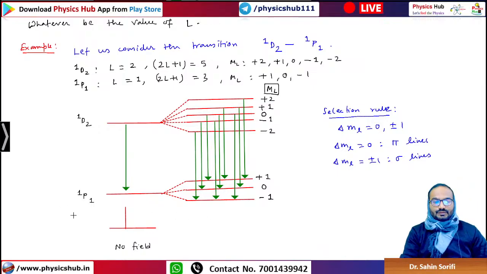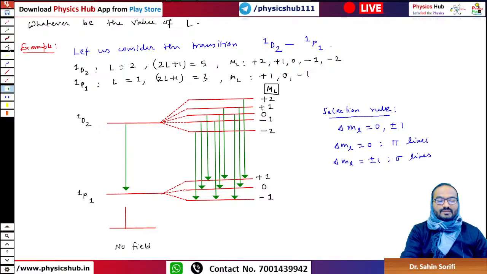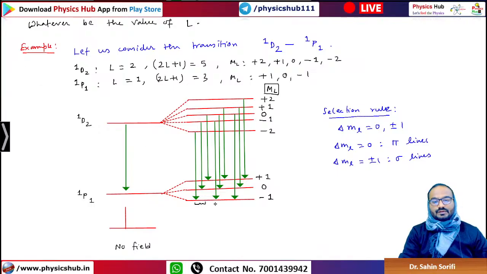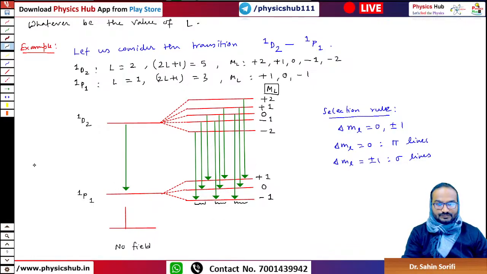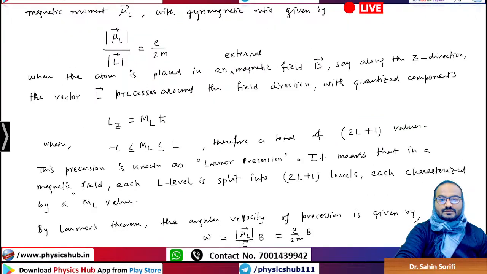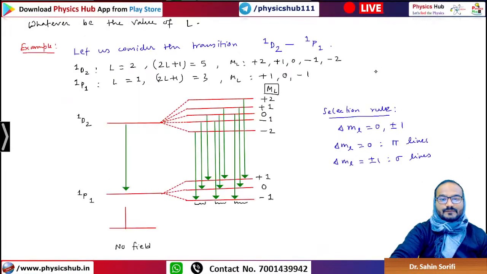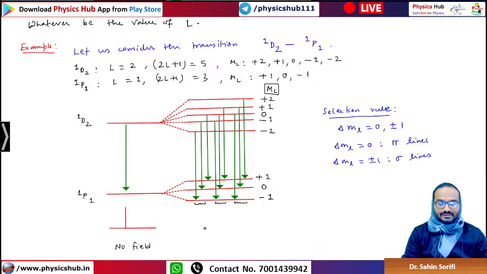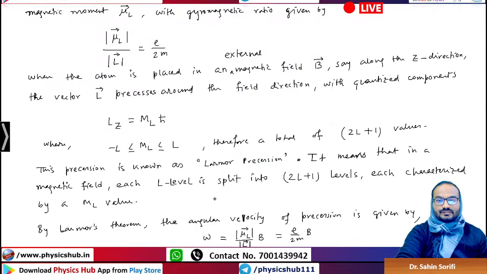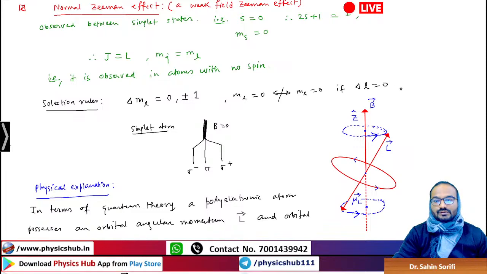Okay, so this is the no field condition. Under the application of the magnetic field, you will get, let's say, these three components. Look, these three transitions correspond to the same line. So you will not get 9 lines, instead you will get only 3 lines. 0 to 0 is not possible if delta L is equal to 0. So here change in L, you see D and P, what is the change in L? It is 1. So for this case you can write. Okay, note down this.